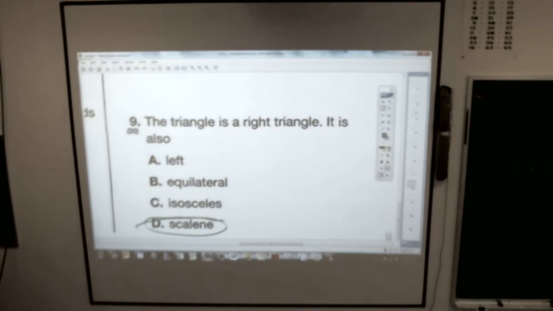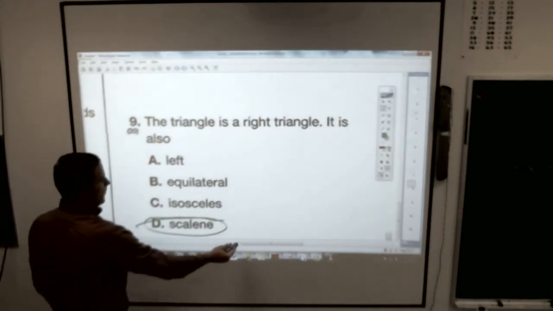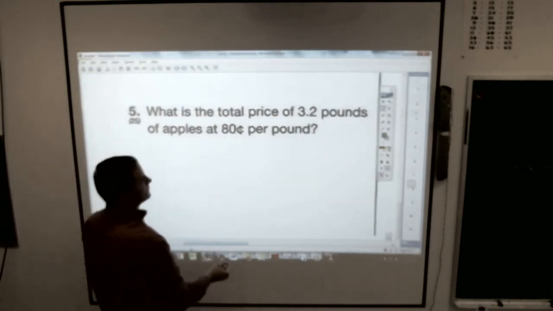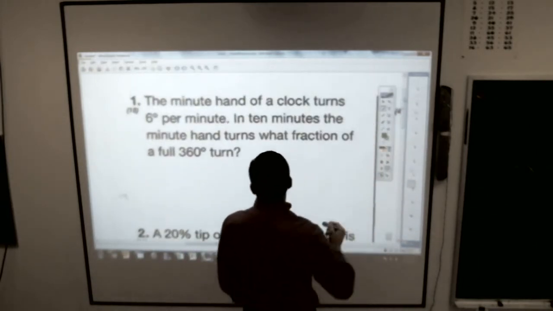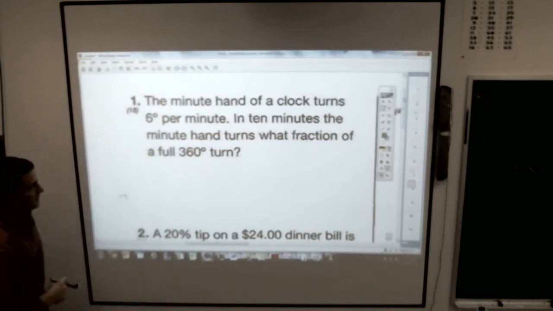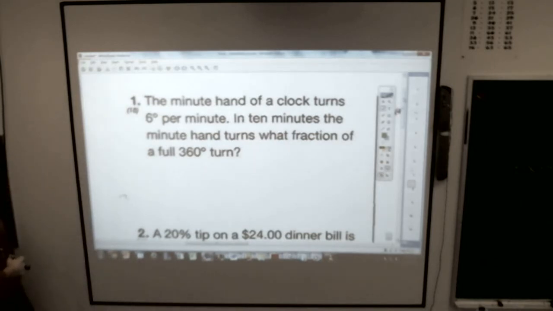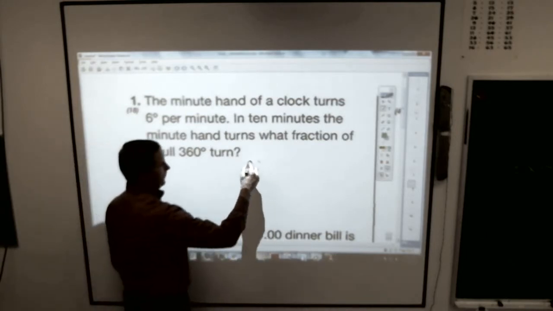How do you get number 1? I don't know. I'm going to look. The minute hand of a clock turns 6 degrees per minute. In 10 minutes, the hand turns what fraction of a full circle? Did you happen to draw a picture?